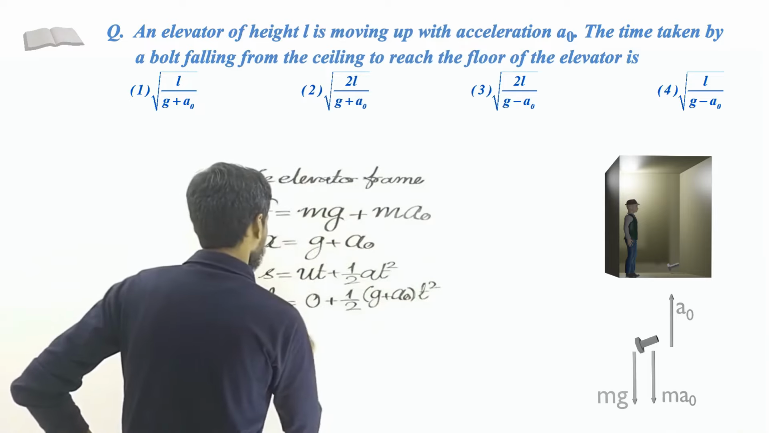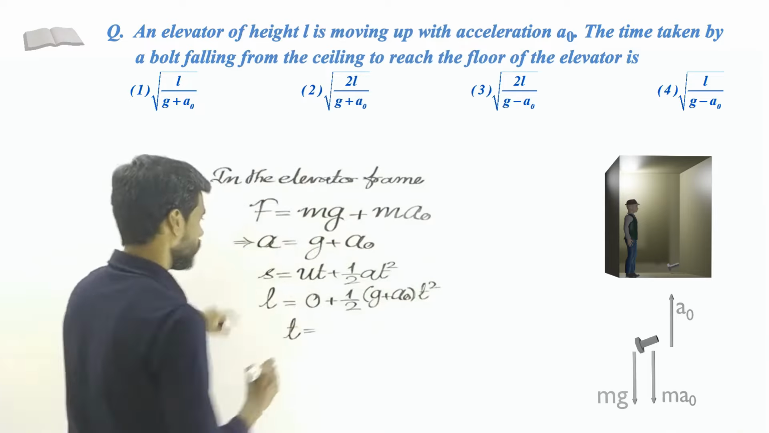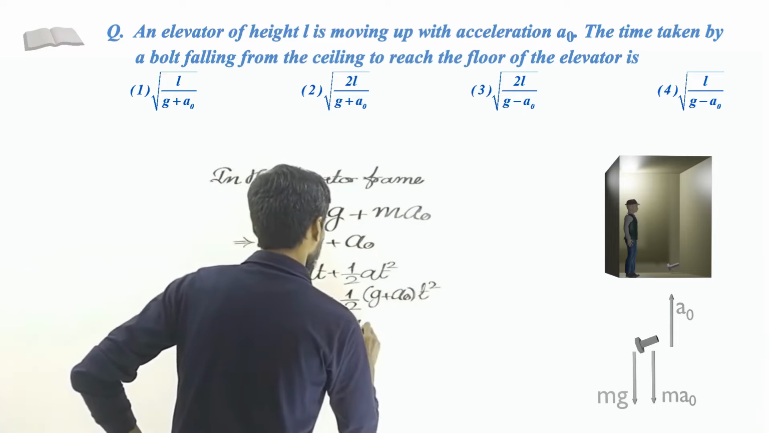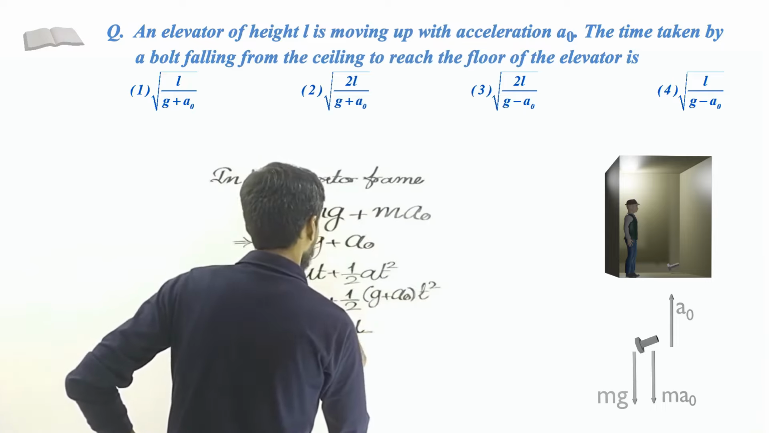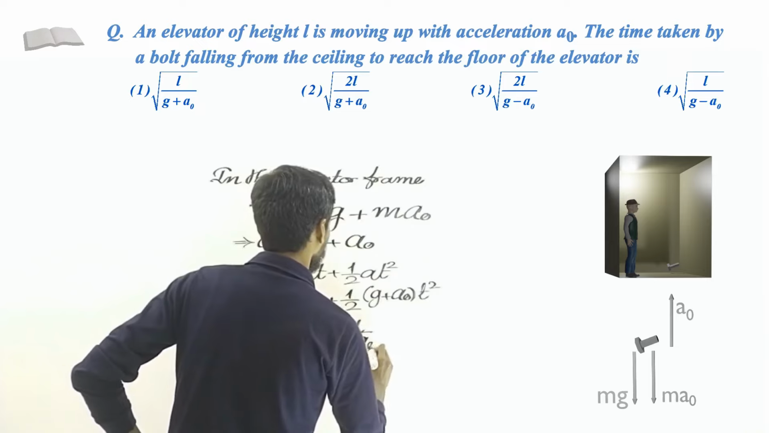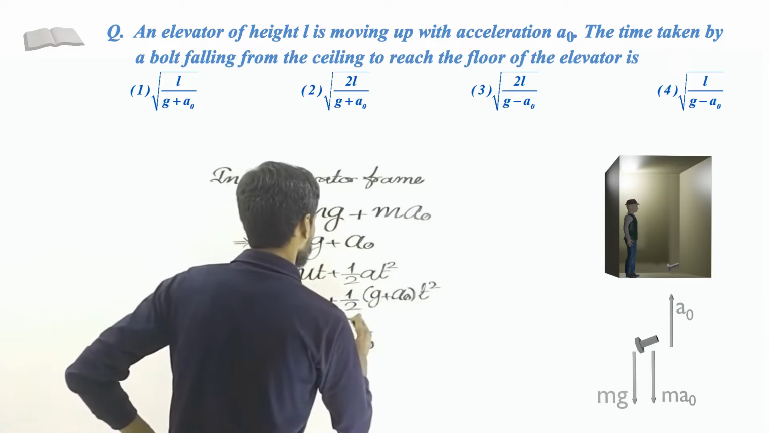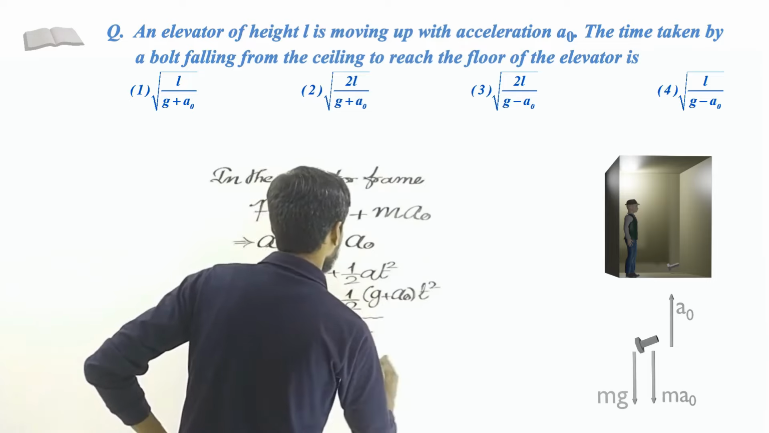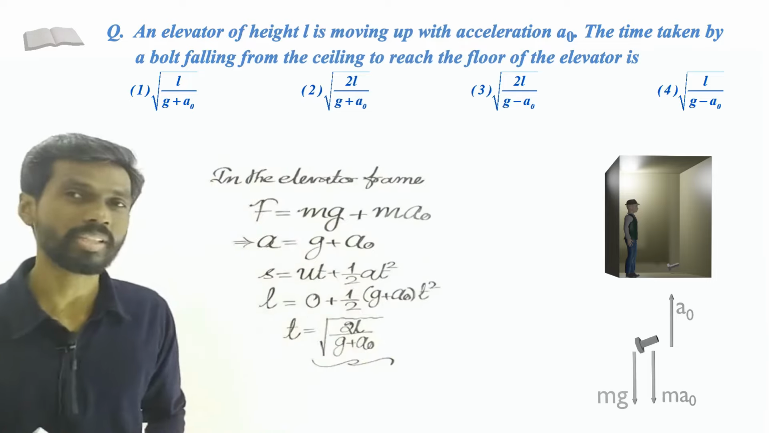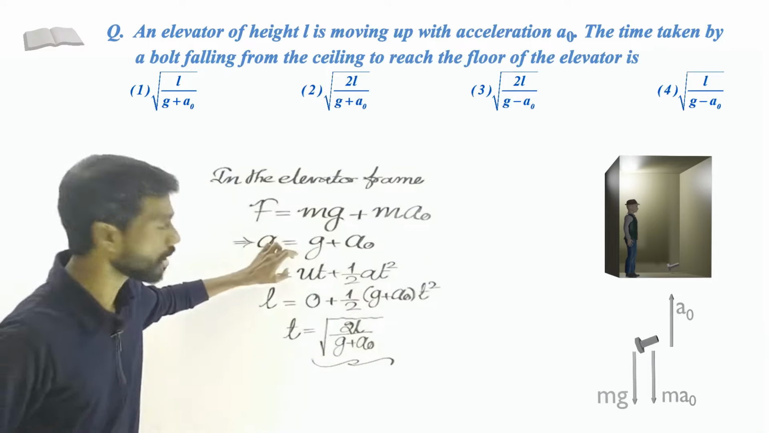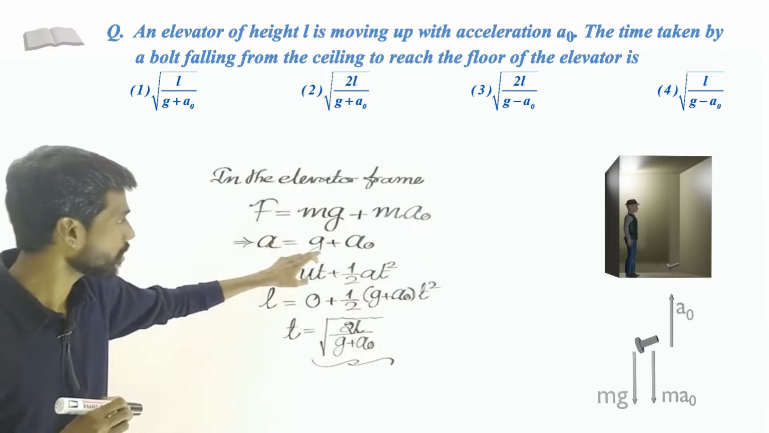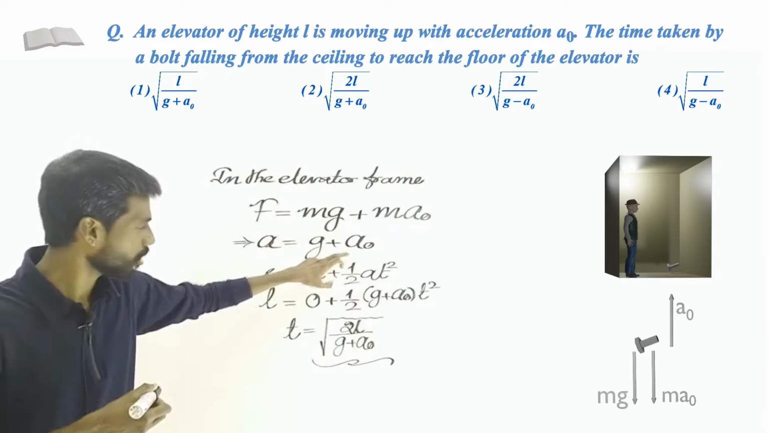So if you multiply, t square is 2L divided by g plus a0. So we have to take the square root to find the value of t. That is the time taken. You understand? It's simply the concept of relative acceleration. So this is the relative acceleration, and we've simply used it.